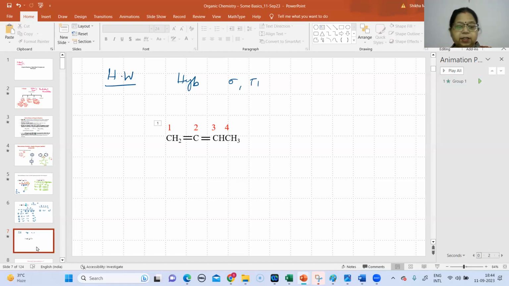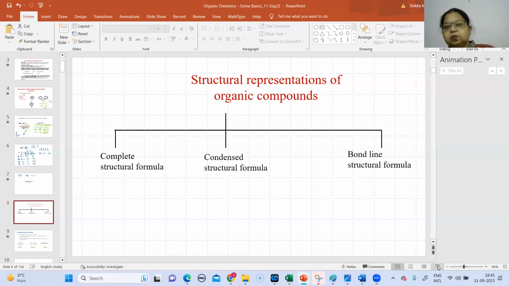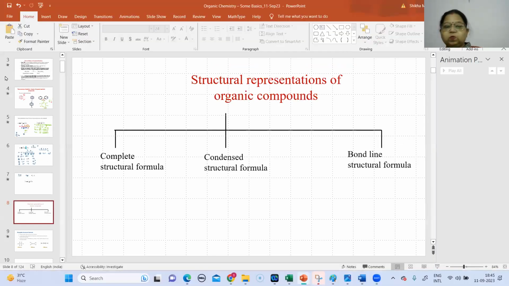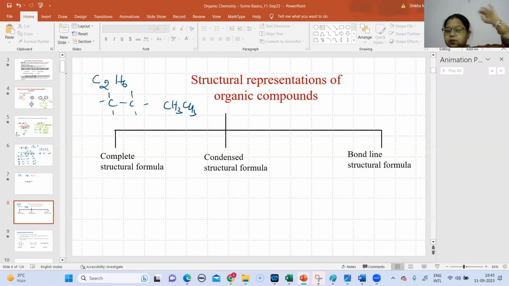Before we end the class, I think we can have 5 more minutes of discussion. So let's talk about how we represent organic compounds. You must have seen sometimes we write C2H6 in one way, sometimes we write it in another way. So what does it mean? What is it all about? So I can write C2H6 like this. I can write C2H6 like this. I can write it like CH3CH3. All of them are one and the same thing. So what are these technically called? What do they mean and how to write them? Because again, it's a one mark question: write the bond line structure formula of this, write the condensed structural formula of that.